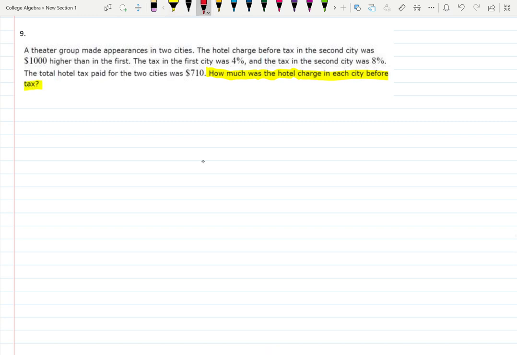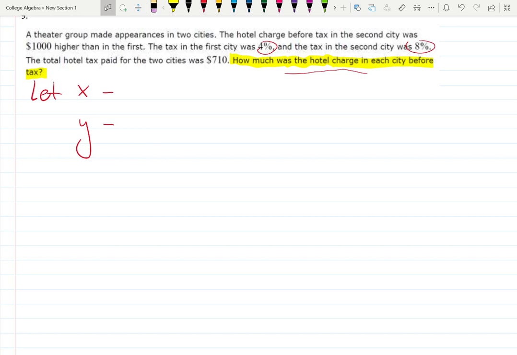If I see this word, each city, and I see the first and the second, then it means we'll have X and Y. It just makes sense. So you're supposed to write down nicely, let X be blah blah blah and Y be blah blah blah. So what are we talking about here? Let X be the charge before tax in the first city, and Y in the second city, right? So we're going to copy this. Charge before tax in, and I always shortcut like this, city number 1, and then guess what? City number 2. That's for Y, right?